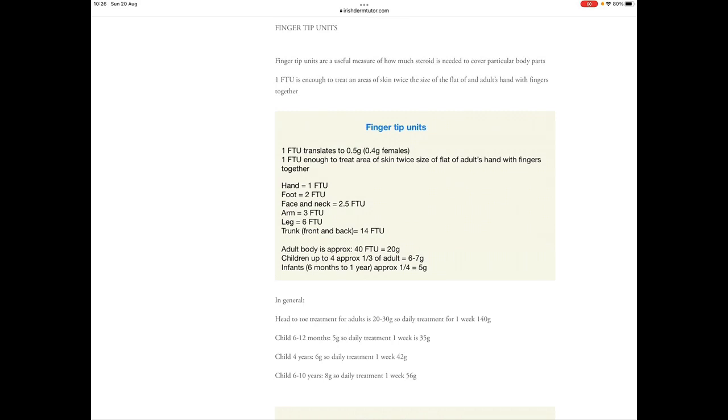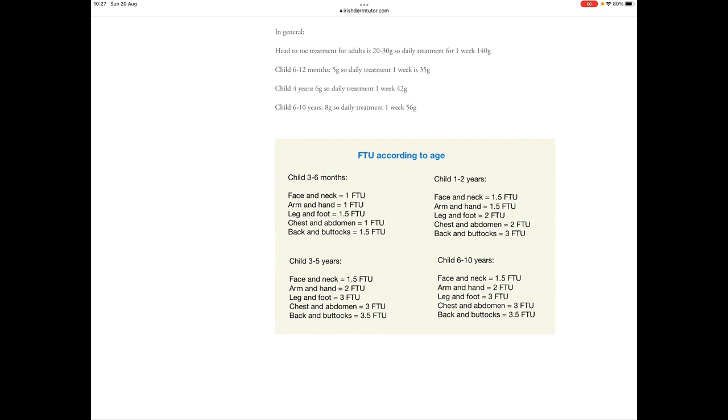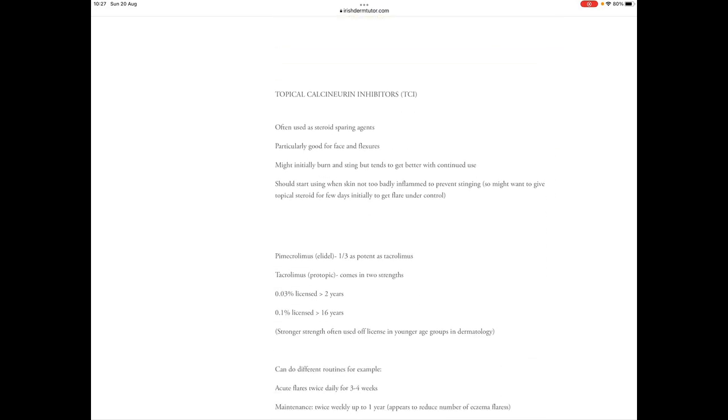So I know that's a bit word heavy, but if you're ever in clinic and you forget what fingertip units are, you can skip to this section of the website. And then in general, I've just got a summary there. Head to toe treatment for adults is about 20 grams daily, so daily treatment for 1 week should be about 140 grams. On the opposite side, a child that is 6 to 12 months, it's 5 grams daily, so treatment for 1 week should be about 35 grams. And I've got fingertip units according to age listed there.